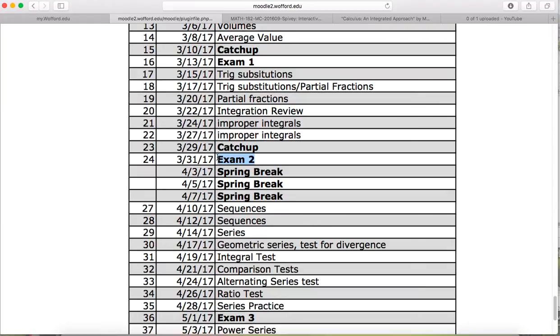I will point out that this exam too is the Friday before spring break, so do not make travel plans. Right? You need to be there for that test.